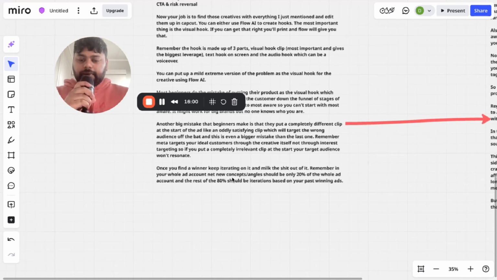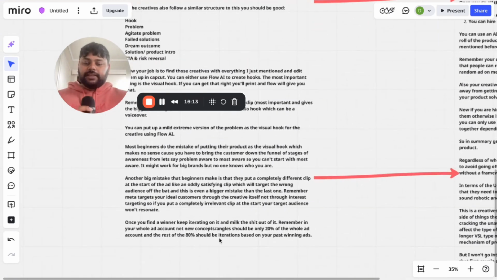Remember, in your whole ad account, net new concepts and angles should be only 20% of the whole ad account, and the rest of the 80% should be iterations based on your past winning ads, right? So yeah, that's a big one right there.